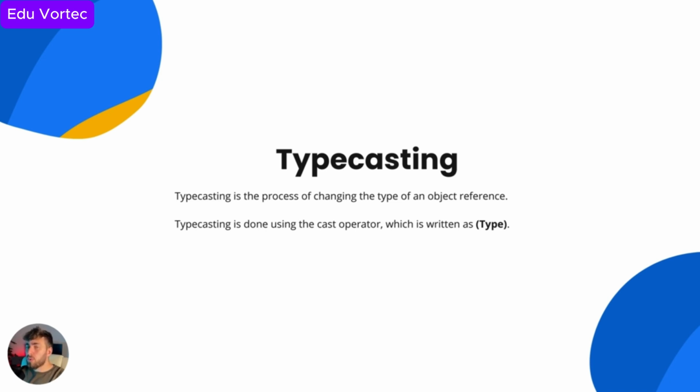Now let's talk about typecasting. Typecasting is the process of changing the type of an object reference. This is useful when we want to access members of a parent class that are not available in the derived class. Typecasting is done using the cast operator, which is written as a type in brackets.